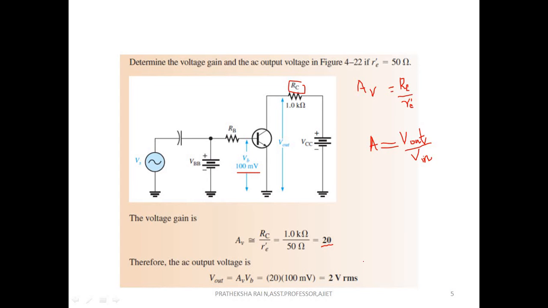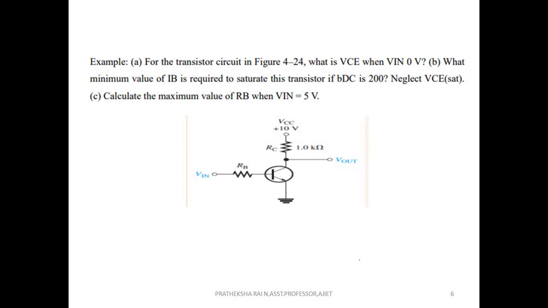Okay, so this kind of question from BJT amplifier you can expect. Okay, let us see one more question. For this transistor circuit, what is VCE when V in is 0 volts? What is the minimum value of IB required to saturate this transistor if beta DC is 200? Neglect VCE.